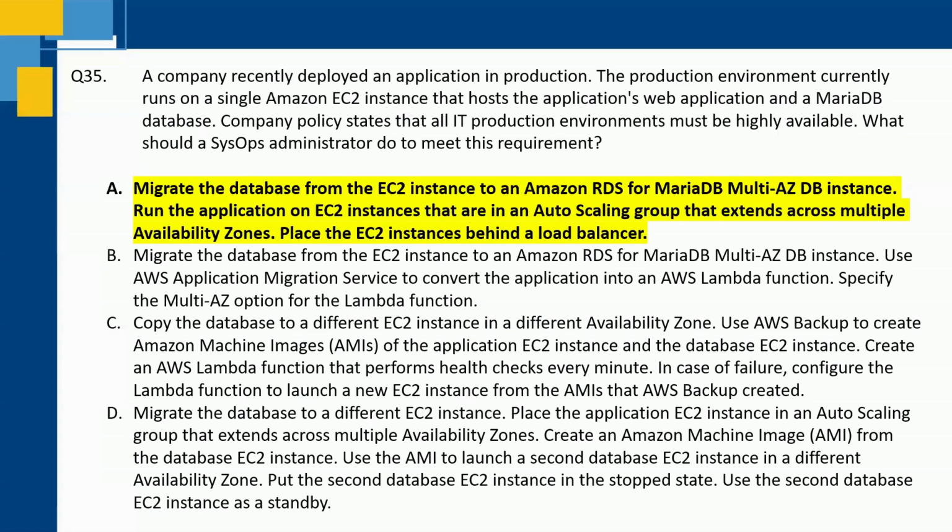Now folks, option B is incorrect as Lambda functions do not have a multi-AZ configuration. Option C is an overly complex manual HA implementation. And option D uses a stopped EC2 instance as a standby, which means no real-time data sync.